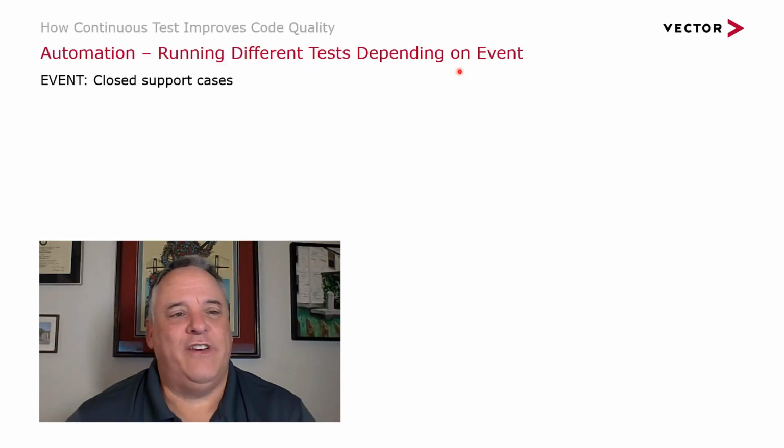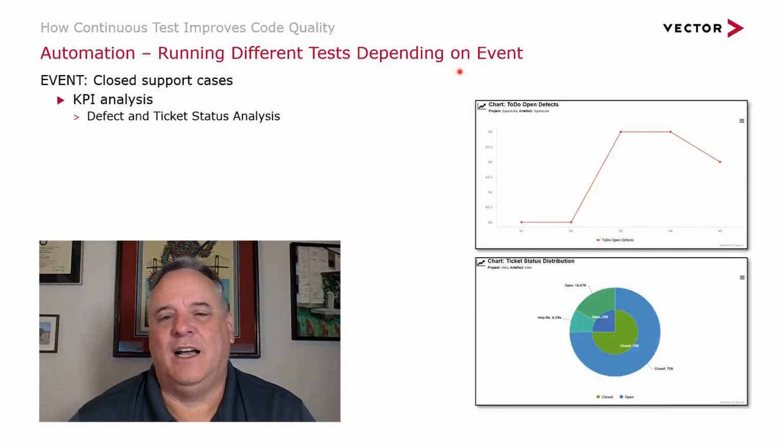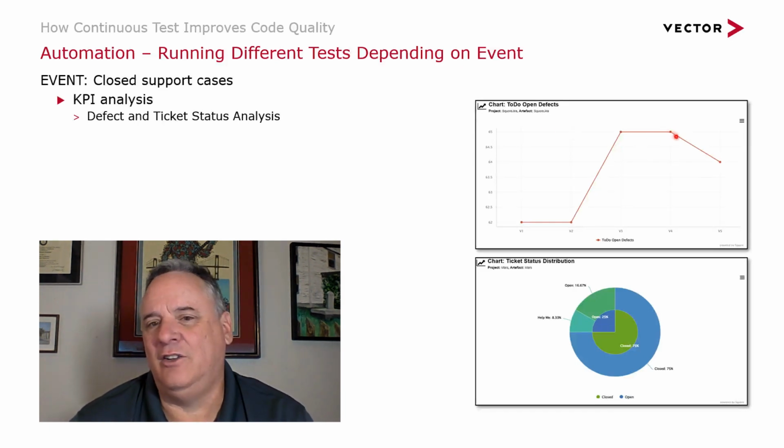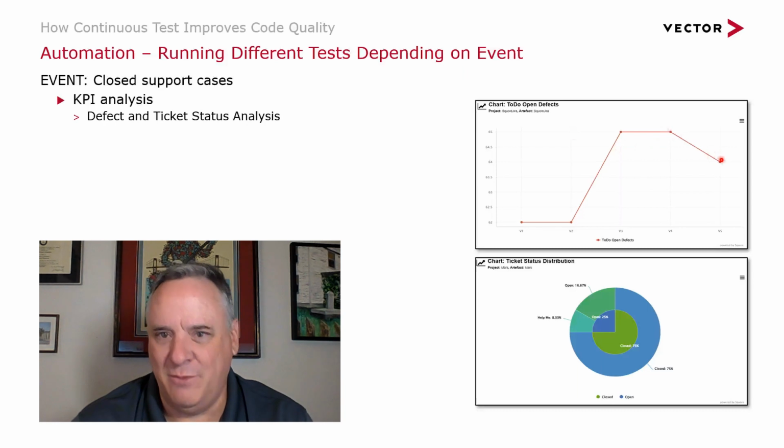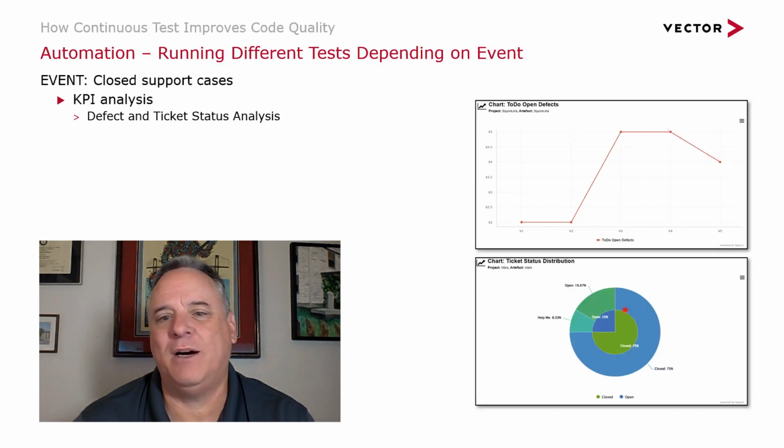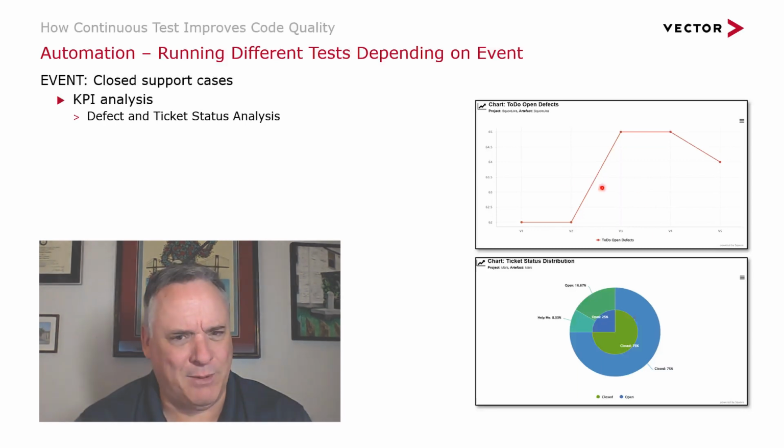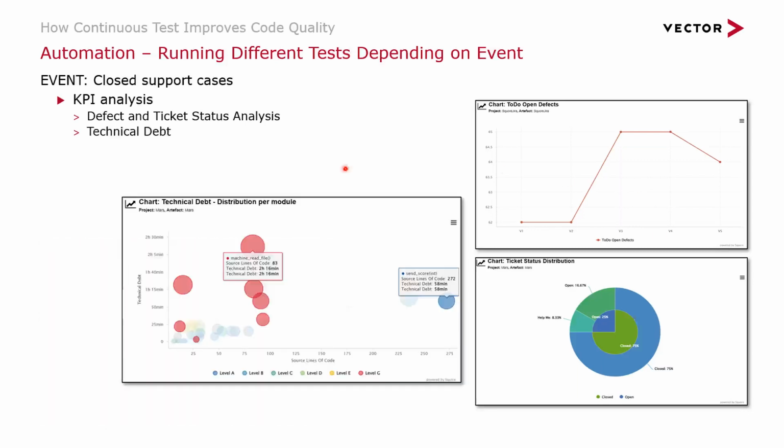So let's look at each of these events in a little more detail. For the event of someone closing a support case, you may do some KPI analysis for defect and ticket tracking. Look at the analysis of maybe we have a decrease in open bugs. We can get information on percentage of distribution and maybe a pie chart like we're seeing. But all that can go back into further analysis of technical debt.